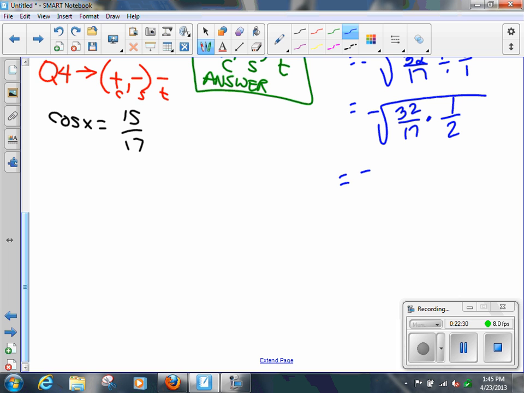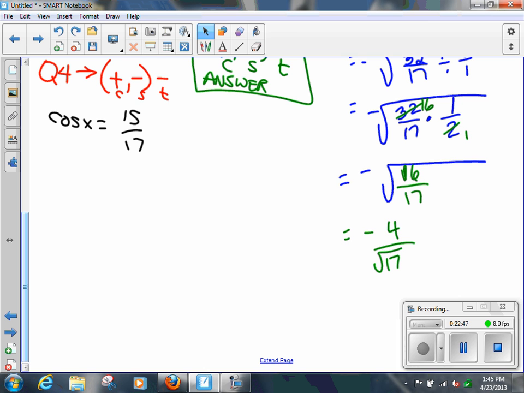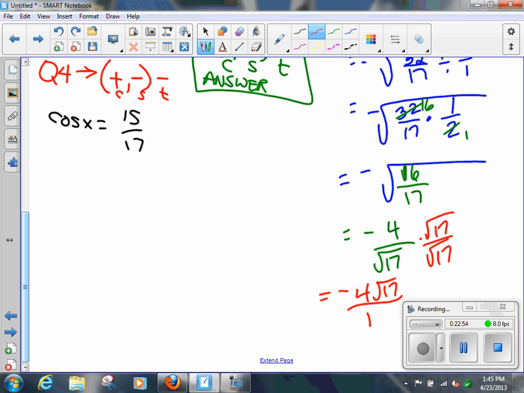It's okay. Here we go. And then I'm going to cross cancel, and I get 16 over 17. Folks, isn't that 4 over root 17? Now, what's wrong with that? Rationalize it. 4 root 17 over 17, and it is negative.